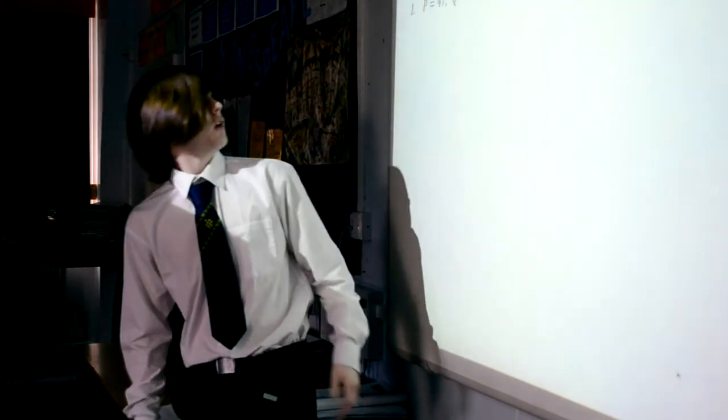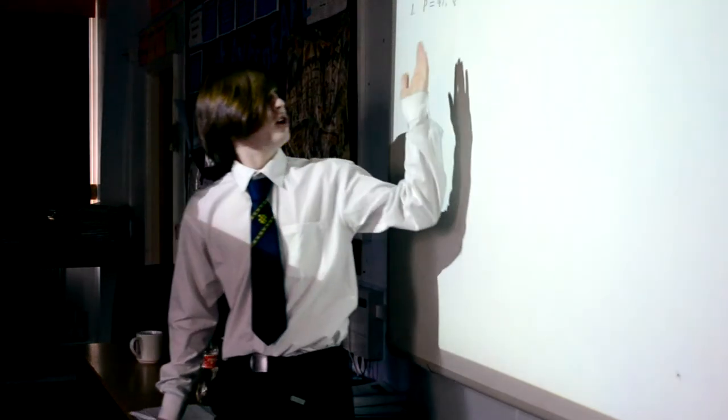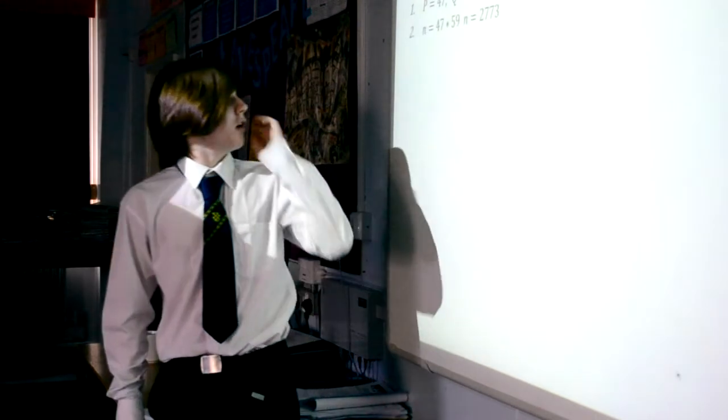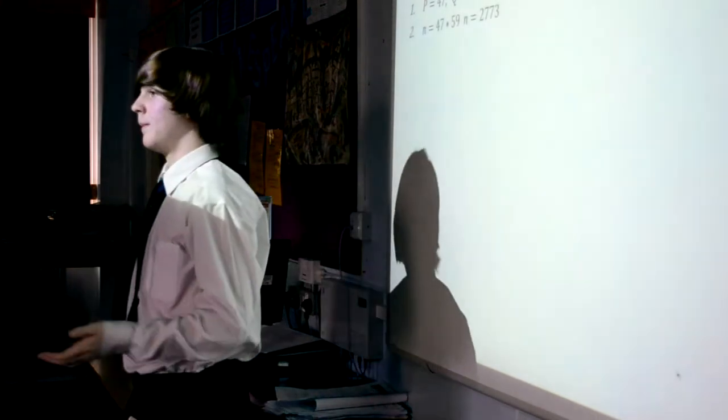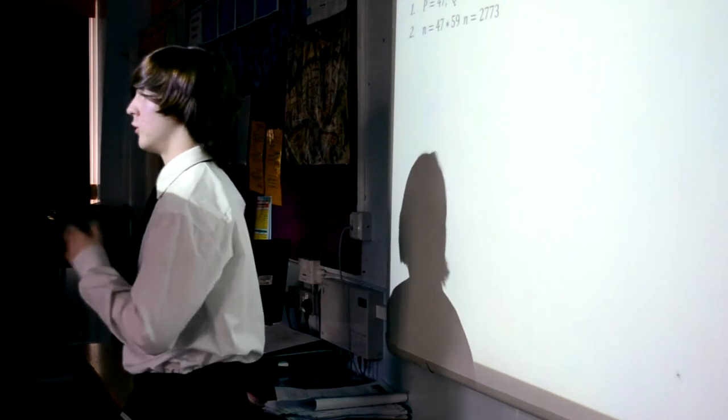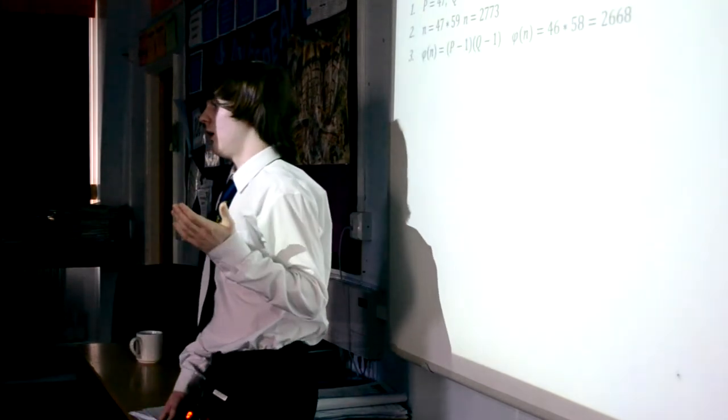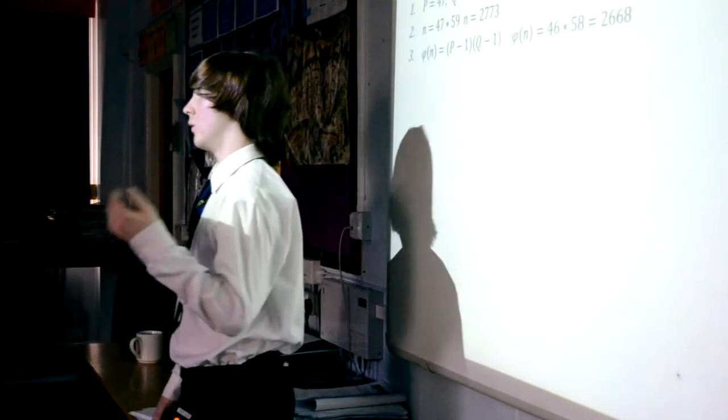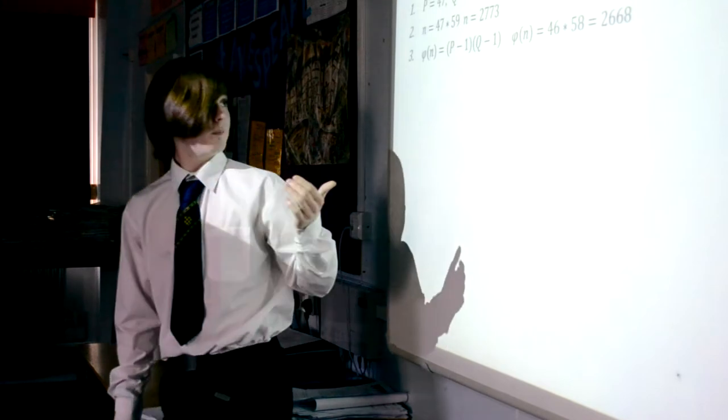So, for our example, we're going to be using quite small prime numbers, otherwise it makes the maths impossible. So we're going to use P is 47 and Q is 59. We multiply them together to get N, which is our public key, which is 2773. Now we need to find phi of N, which we do 46 times 58, and that gives us 2668.